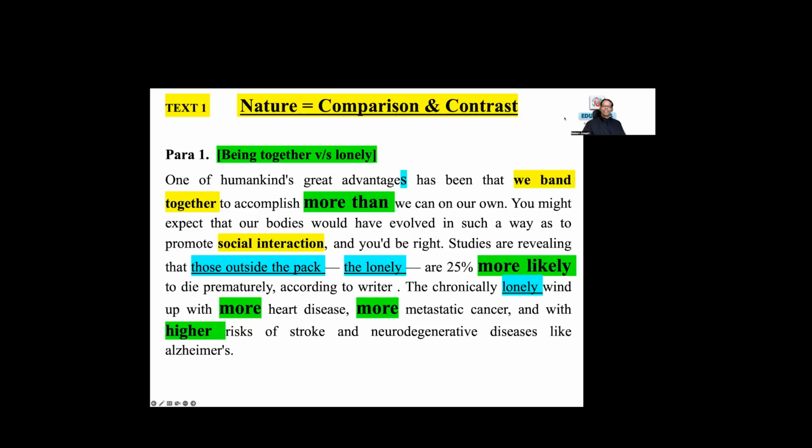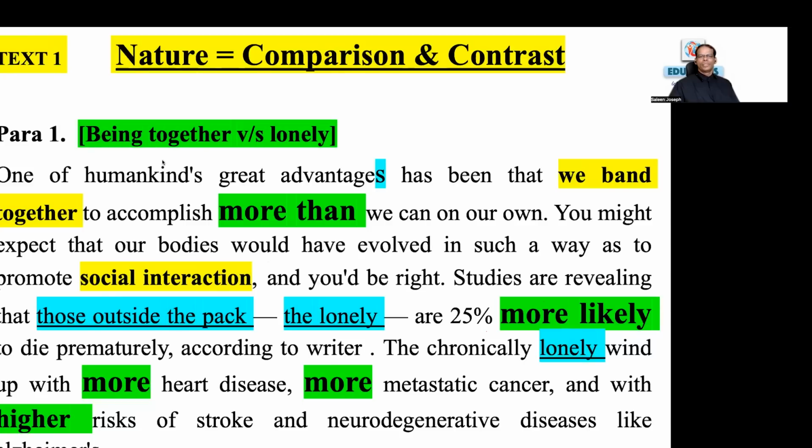Comparison and contrast nature, you know how you can identify. See, here: being together and lonely, the lonely, socially. One more: you might expect that our body should have; we band together, third line. Then lonely, outside the pack and the lonely. You see, when it is a comparison and contrast nature of paragraph, you have comparison expressions, right? More than, more likely, more, higher. So the whole paragraph is completely packed with comparison expressions. This is a comparison paragraph.